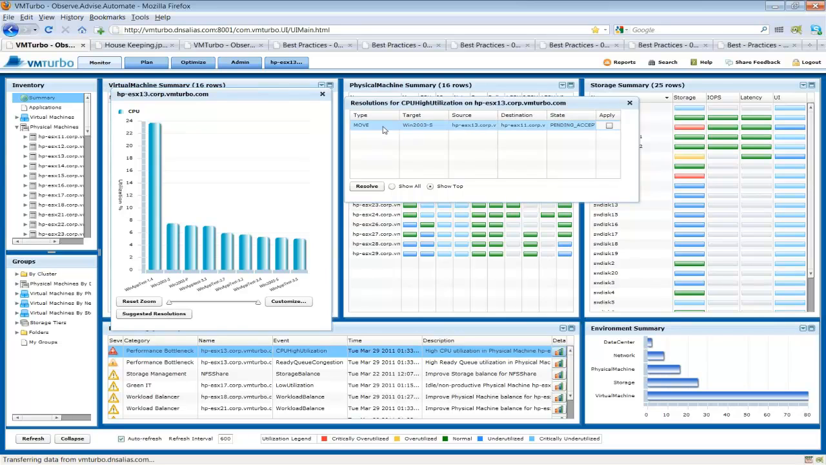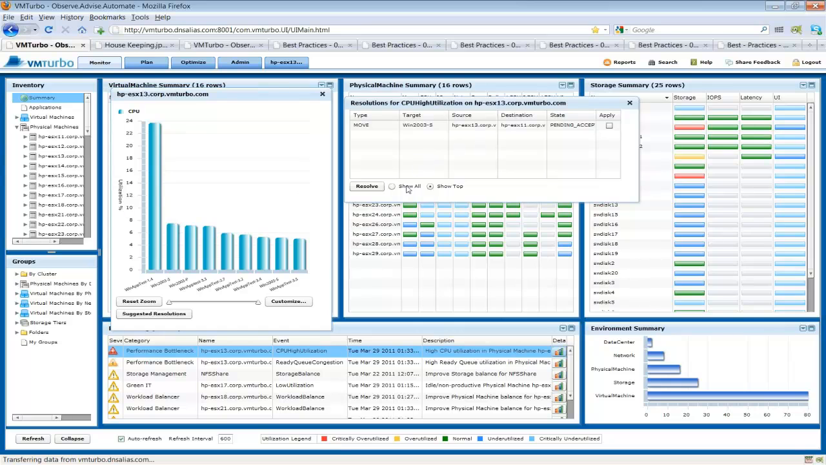But for now, just say, look, here one resolution is a move of this virtual machine from this location to this actual location, and here it's asking for me to confirm that. Now, I say that because the VMTurbo application can run in an automatic mode or a manual mode, and I'm running in manual mode because if it was running in automatic mode, none of these problems would exist.